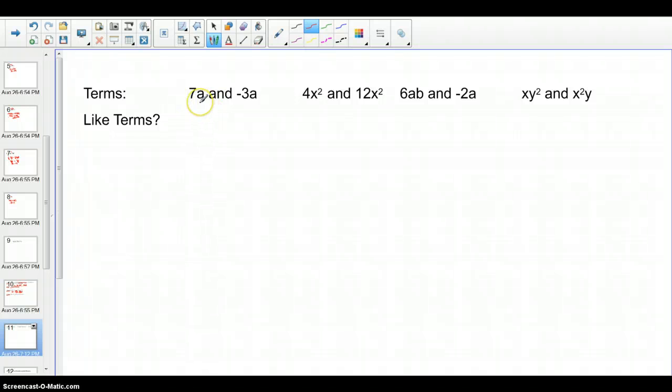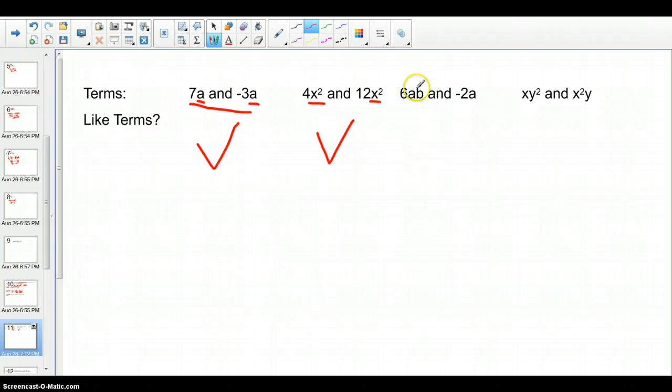So let's look at some examples of what like terms are and what like terms aren't. I have 2 terms here: 7a and negative 3a. Are these like terms? Remember, like terms are terms that end exactly the same way. This term ends in an a, and this term ends in an a. So they are like terms. I'll put a check mark there, because they both end exactly the same way. Now let's look at this example, 4x squared and 12x squared. It ends as x squared and x squared. They both end exactly the same way, therefore they are like terms.